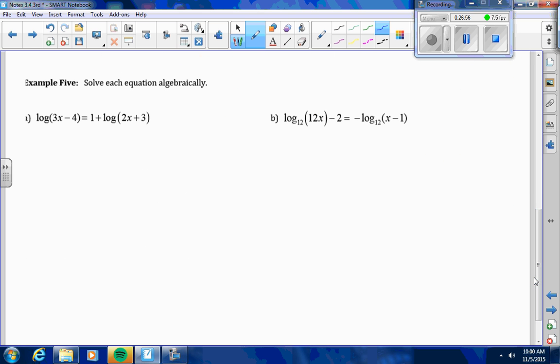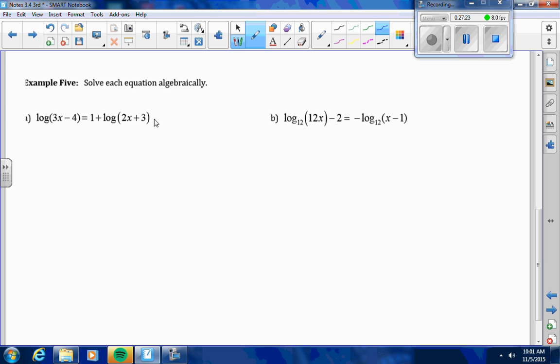All right. Now we're ready for the last two examples. They're a little bit different, a little bit more complicated. Log of 3x minus 4 equals 1 plus log of 2x plus 3. What do you think is the one thing that causes this to be more complicated? Yeah, that 1 plus. That tiny little plus 1 causes everything to be a little different.